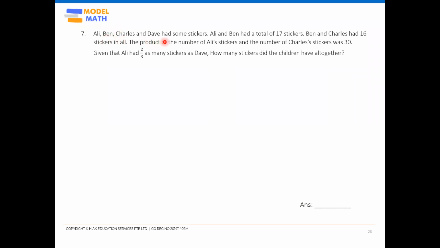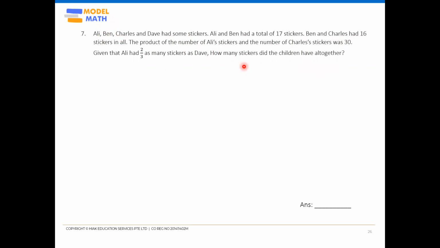Ali, Ben, Charles, and Dave had some stickers. So Ali and Ben had a total of 17 stickers. Ben and Charles had 16 stickers in all. The product of the Ali stickers and Charles stickers was 30. So given that Ali had 2/3 as many as Dave, how many stickers did the children have all together?